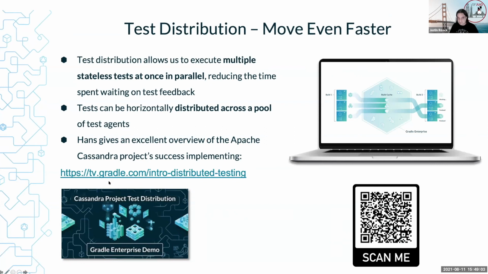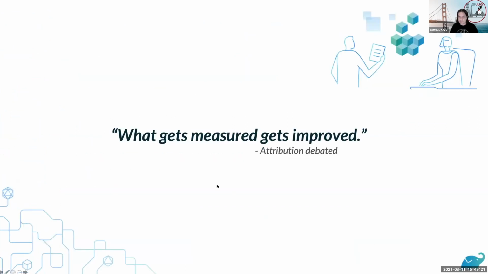And this really goes into how the Apache Cassandra project uses test distribution to speed up their test cycles and the speed at which they get feedback back from their builds. Really well put together video that talks just about how it works, how it works with Kubernetes to do elastic auto scale and all that stuff. So very, very interesting.